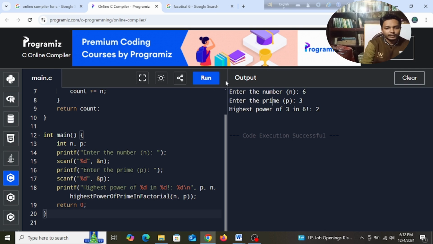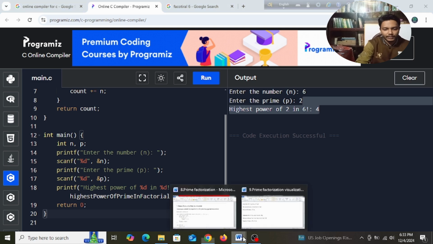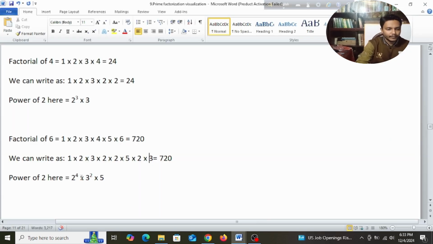So if you see here, we took 6 as the factorial, and we are giving 3 as the prime, so the prime number would be 3. So 3's power is 2. If we do the same thing for 2, for 6 we enter the prime 2, so we will get 4, as you can see in the example, guys. The power of 2 is 4.